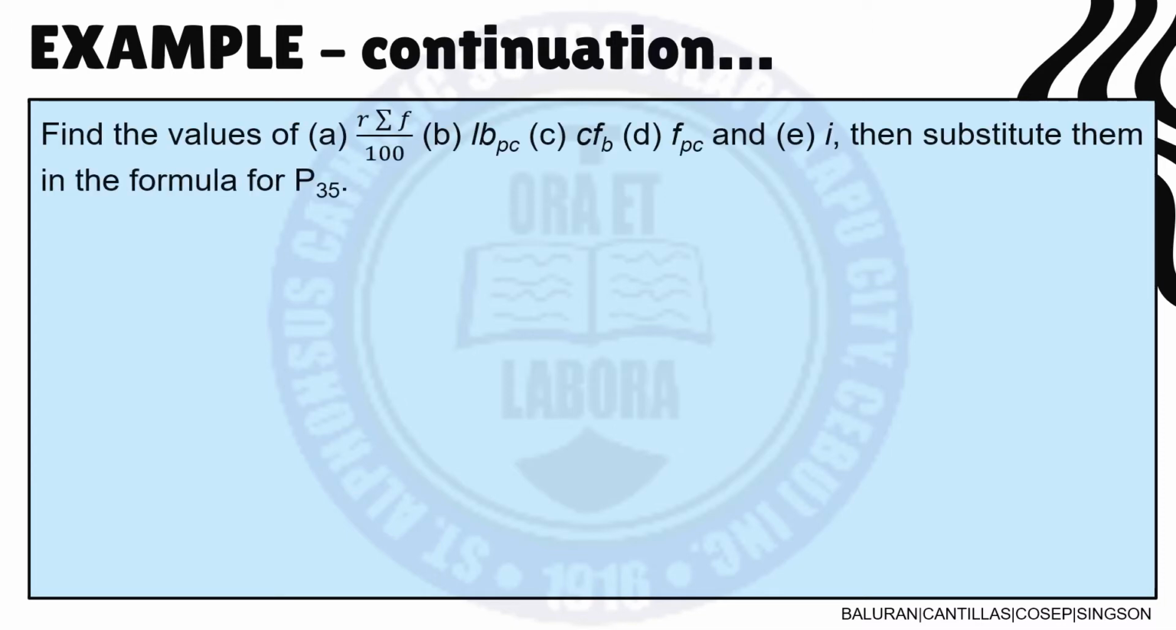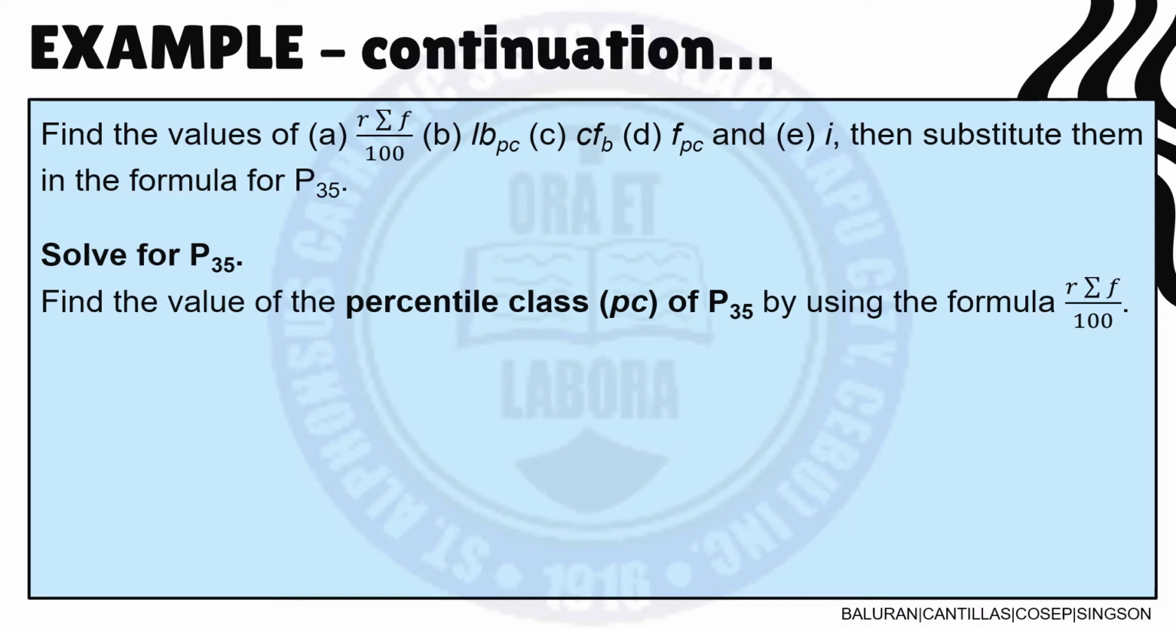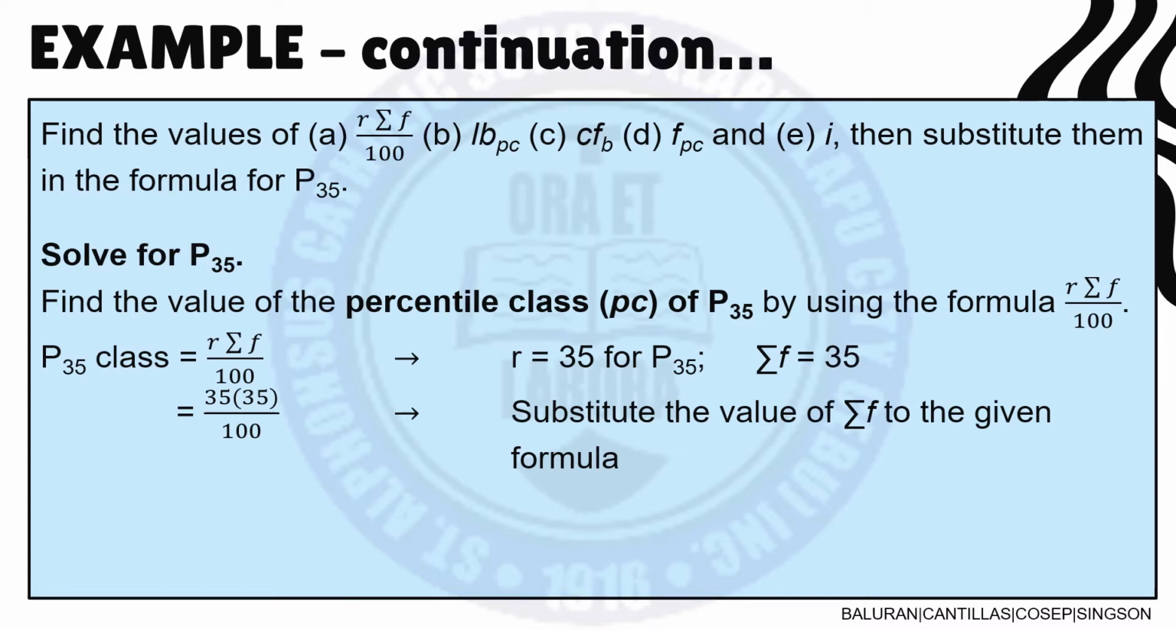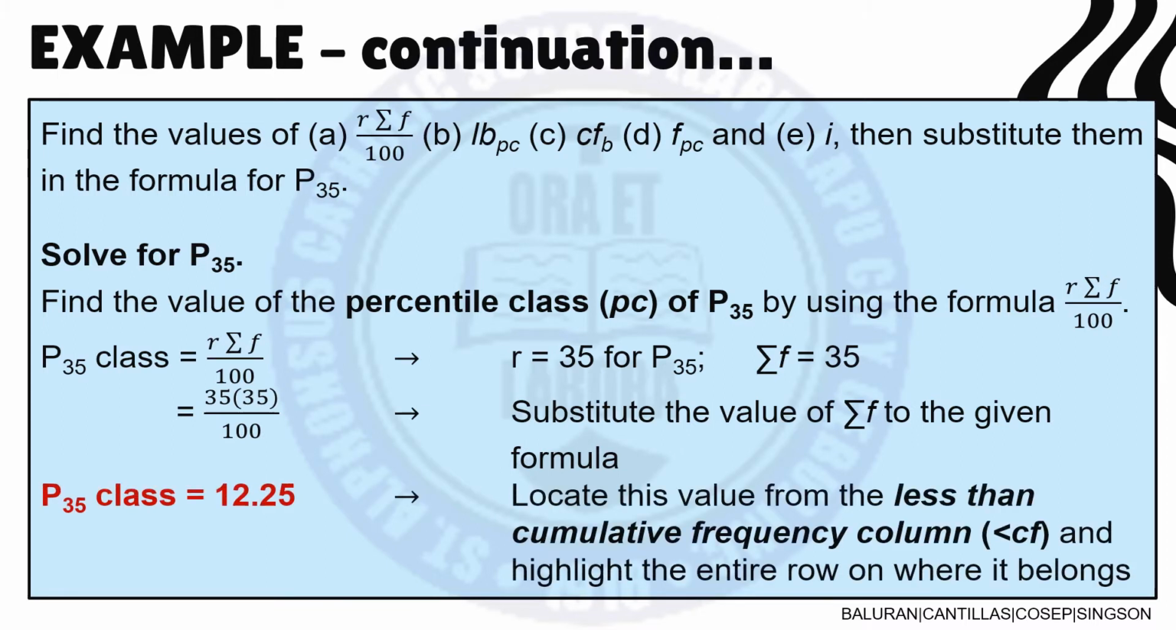So we will now find the values of the following, and then we will substitute them in the formula for P sub 35. So how to solve for the 35th percentile? We will have to find first the percentile class of P sub 35 by using this formula. We have R times summation of F divided by 100. So this time our R is equal to 35 for P sub 35 and our summation of F is equal to 35. Substitute the given values to our formula and our P sub 35 class is equal to 12.25.